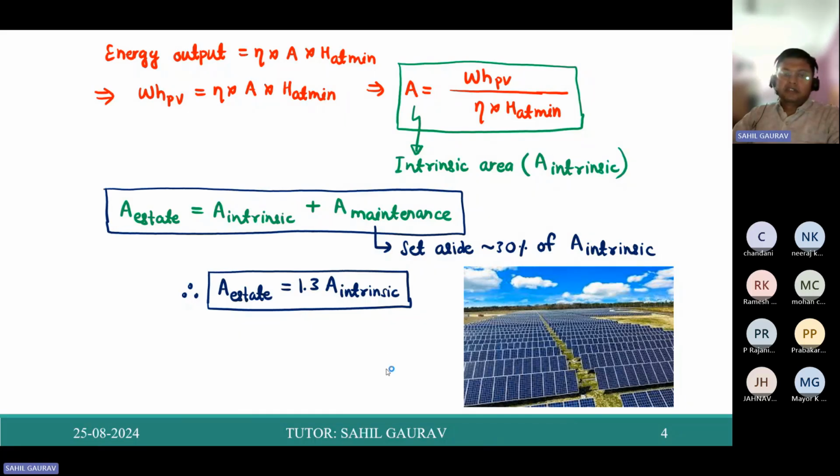So I hope you got this, how we will size the PV array without energy storage system. So here there is no linkage of energy storage system.